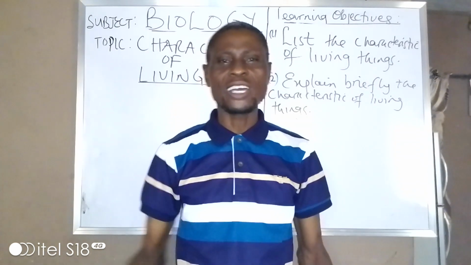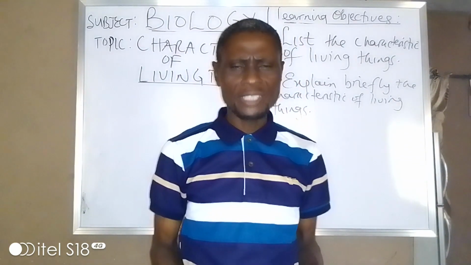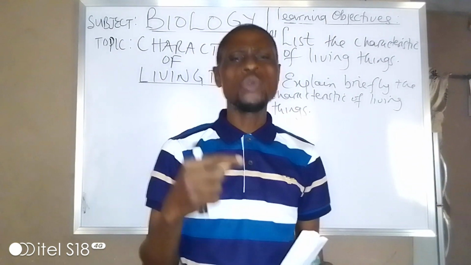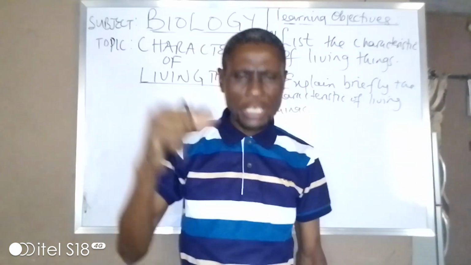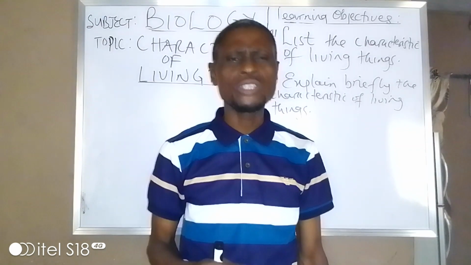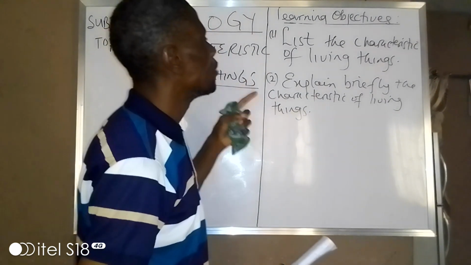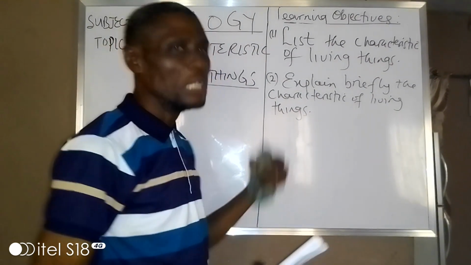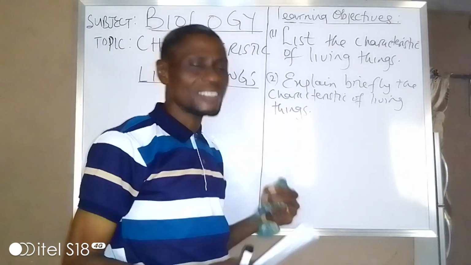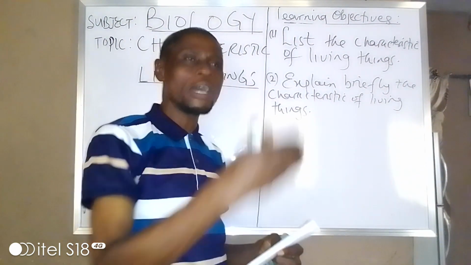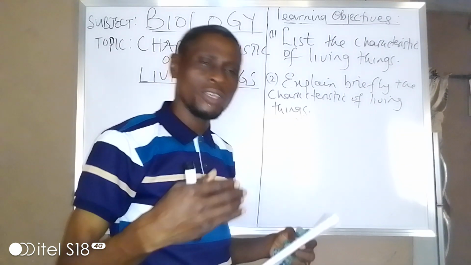And so we have some other areas that require the knowledge of biology. Having said that, let us look at our learning objectives. As we normally do on this channel, we look at our learning objectives, which are going to be a guide on what we are going to talk about in this topic today. What are the learning objectives? We have two main learning objectives. On the board, we are going to look at characteristics of living things. We will list them out. And then number two, we explain briefly each of these characteristics of living things. After we have listed them, we are going to briefly talk about each of these characteristics.